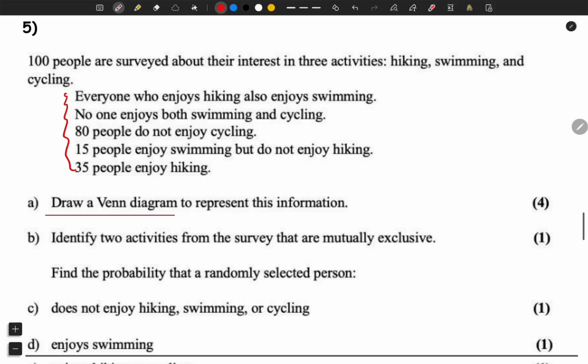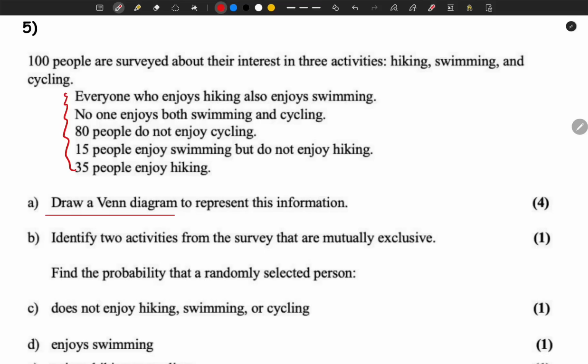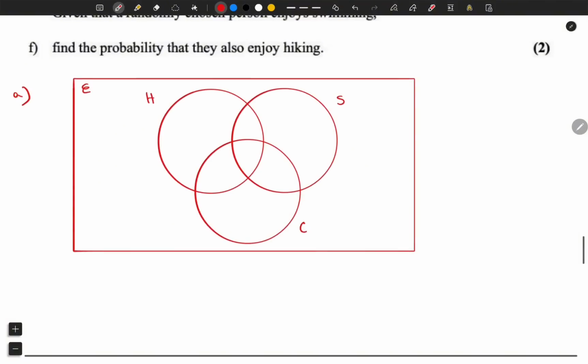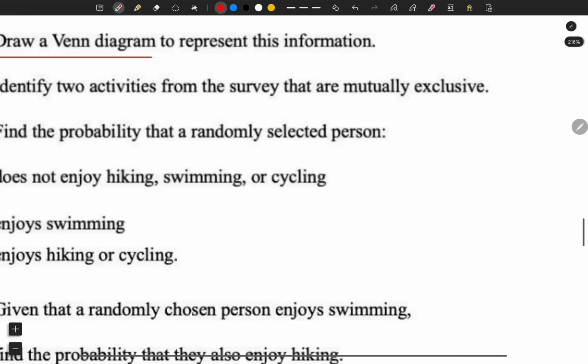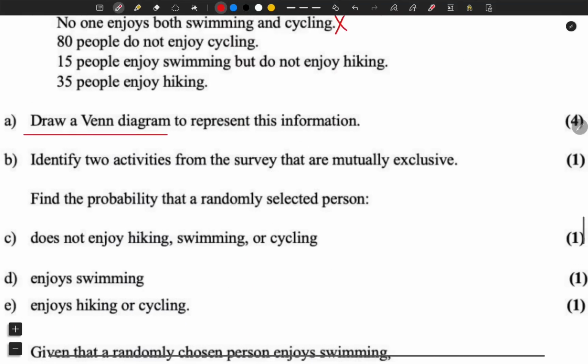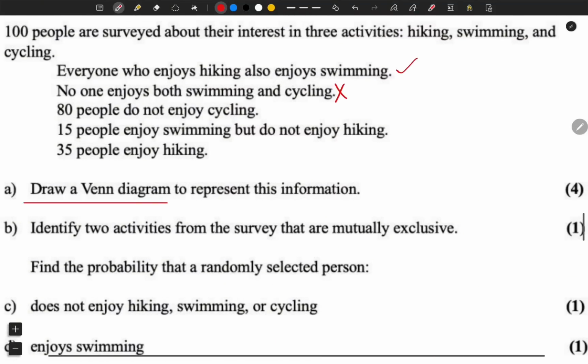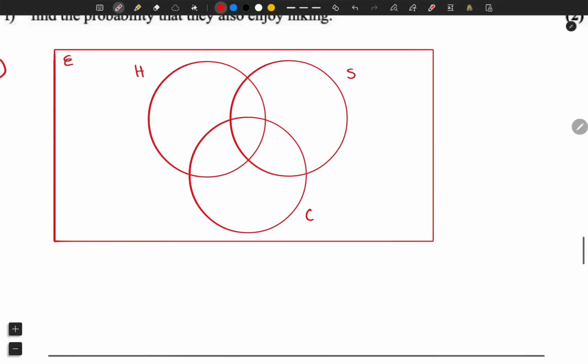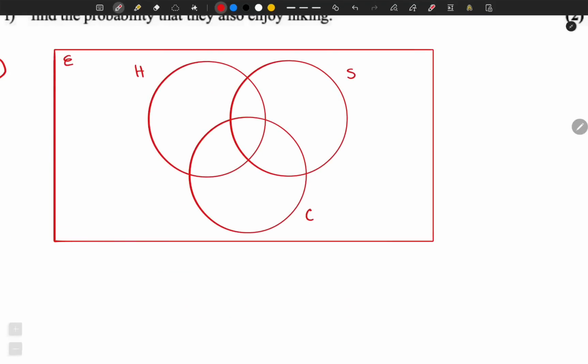Now, everyone who enjoys hiking also enjoys swimming. So this is the first information. No one enjoys both swimming and cycling. So swimming and cycling, no one enjoys both of that. Now 80 people do not enjoy cycling, and 15 people enjoy swimming but do not enjoy hiking. Swimming and hiking, okay.